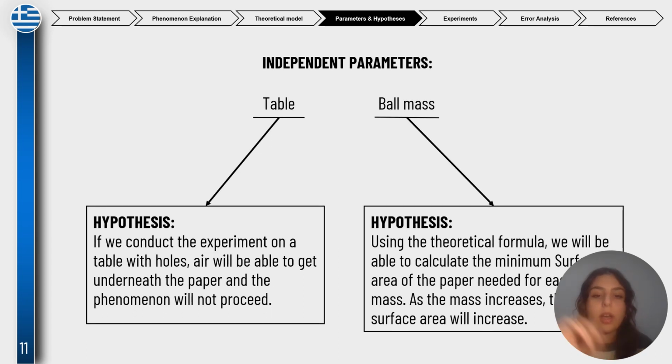We have two hypotheses. The first one is the hypothesis for the table. This is based on our qualitative analysis, and we see that if we conduct the experiment on a table with holes, air will be able to get underneath the paper and the phenomenon will not proceed. The second hypothesis, for the ball mass, is that using the theoretical formula, we will be able to calculate the minimum surface area of the paper for each given ball mass. As the mass increases, the minimum surface area of the paper will also increase based on our theoretical model.